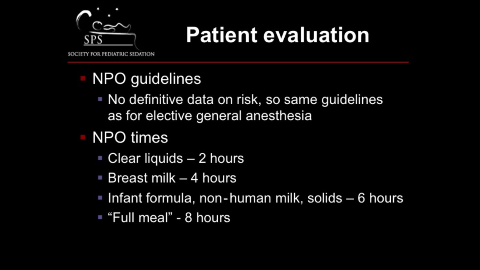For now, there is no definitive data on risk, and so for elective non-emergent procedural sedation in children, we will continue to follow the American Society of Anesthesiologists guidelines. The ASA guidelines recommend that patients be NPO for a minimum of 2 hours for clear liquids, 4 hours for breast milk, 6 hours for infant formula, non-human milk, and non-fat solids, and 8 hours for a full meal.